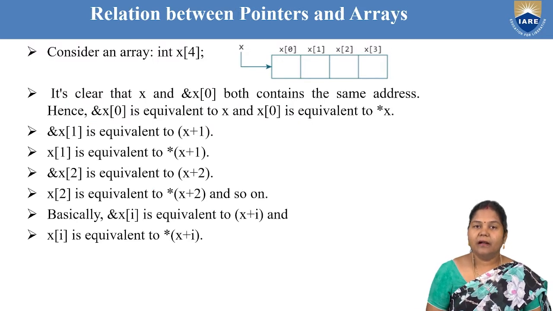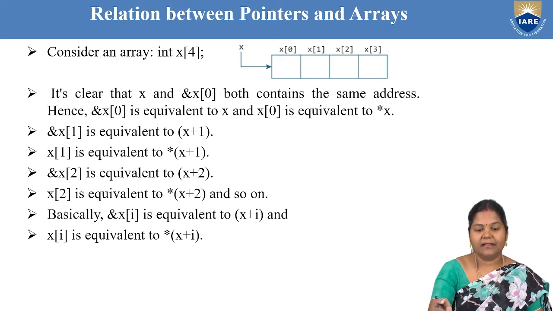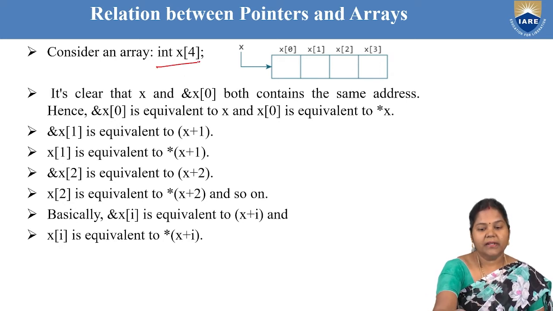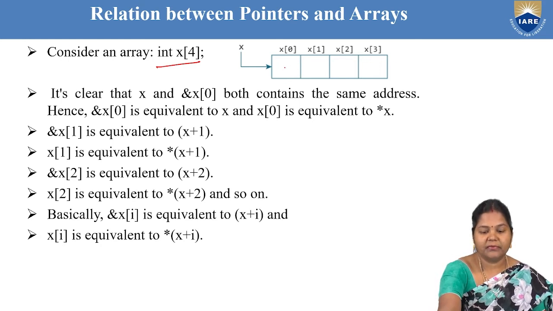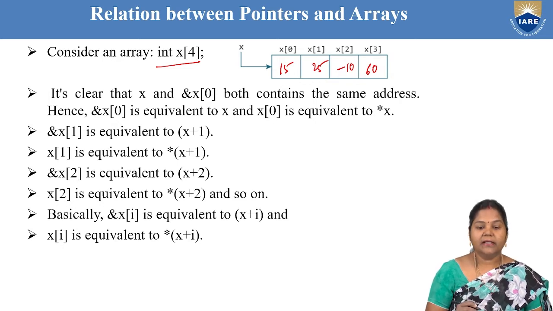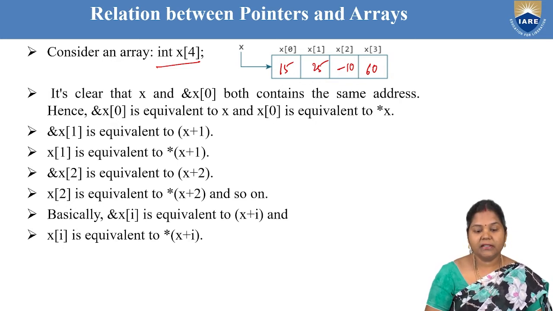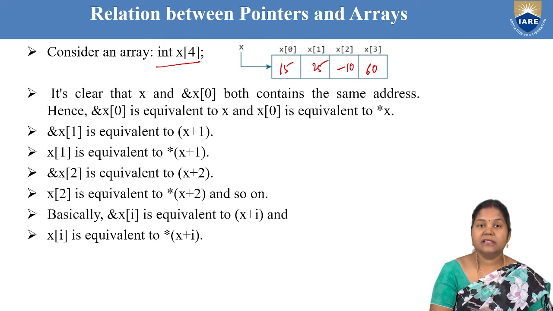Next, what is the relation between pointers and arrays? Arrays by default hold their own address. That means arrays also work as pointers. Suppose we consider one array here, int x[4]. Now here x[0], x[1], x[2] and x[3] contain some different values. Suppose let us take 15, 25, -10 and 60. Now what is the address of x? That is the starting address.